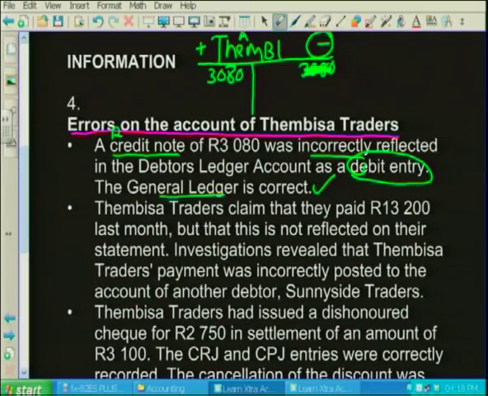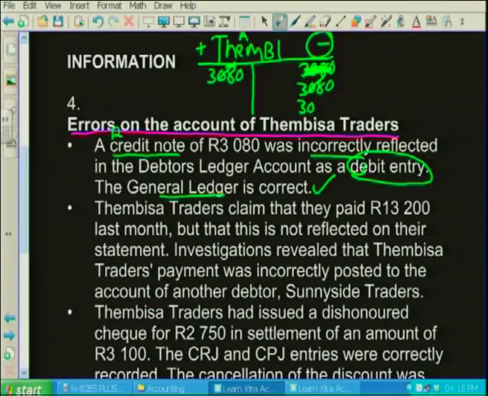Correct. We need to now credit Tembisa with 3,080. But remember guys, if we're going to credit with only 3,080, we're simply cancelling out the error that we've made. So what are we supposed to do? Correct guys, we're supposed to credit Tembisa Traders with 3,080 and again with another 3,080. The first credit is to cancel off the error that we've made by debiting Tembisa stores, and the second credit is now to actually credit her account itself.